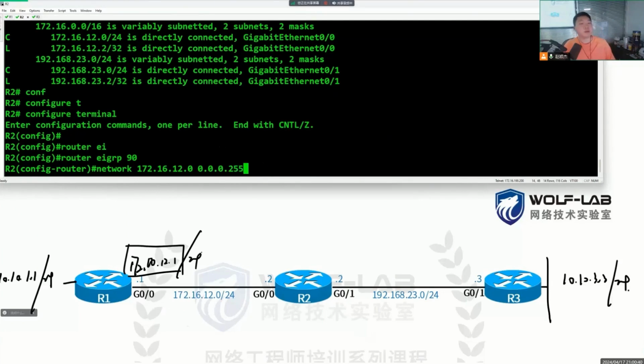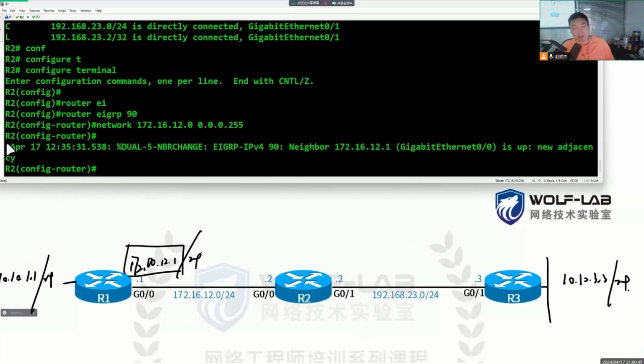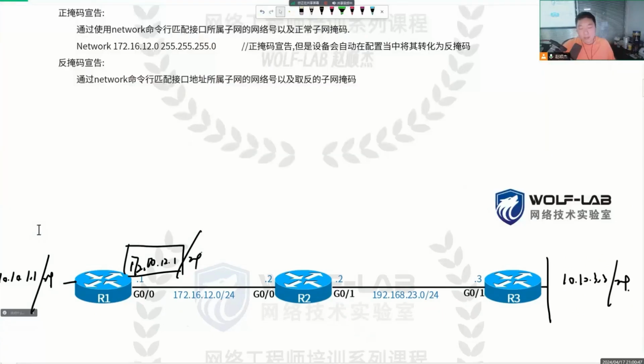Okay, students. So let's look at R2's interface 0/1. We can also activate it with 192.168.23.0, regular mask 255.255.255.0, inverse 0.0.0.255. But what needs to be noted is show running config.